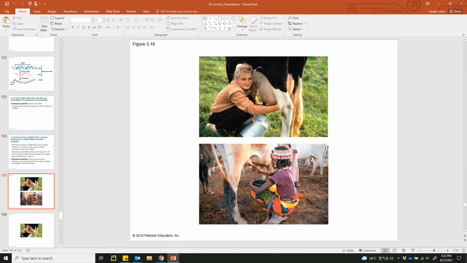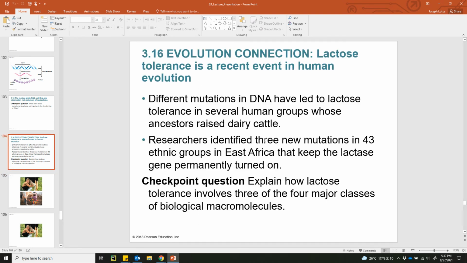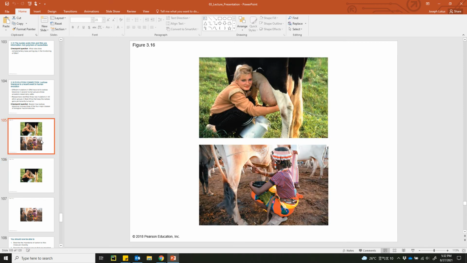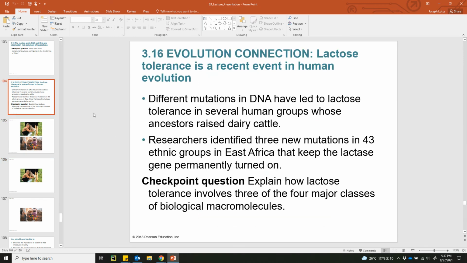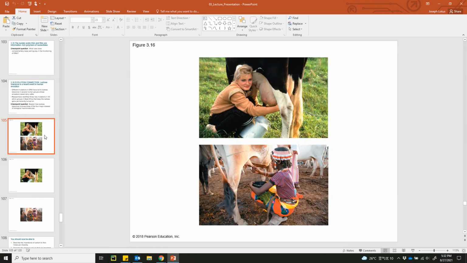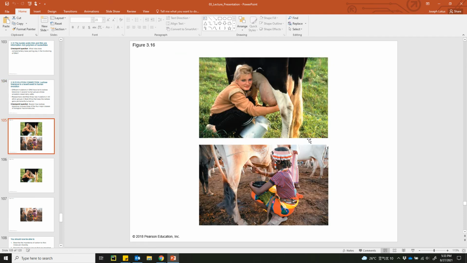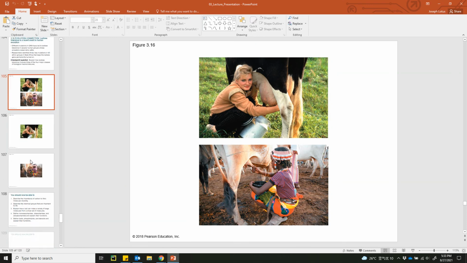Section 3.16 is talking about a condition called lactose tolerance. And if you can drink milk without getting sick, congratulations, you are tolerant to lactose. And that's actually quite rare. Most people in the world are not tolerant to lactose. So, for most people in the world, if they drink milk, it makes them get sick. And the reason for that is because there's a special enzyme you need to make in your body to digest the lactose. But a lot of people can't make this enzyme. So, when they drink lactose, they get very sick.